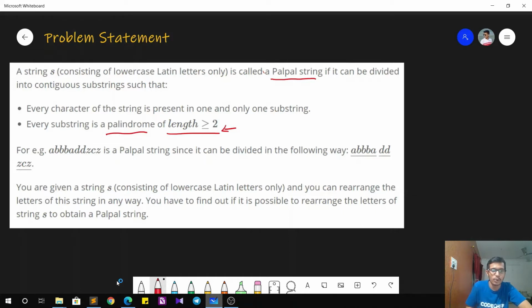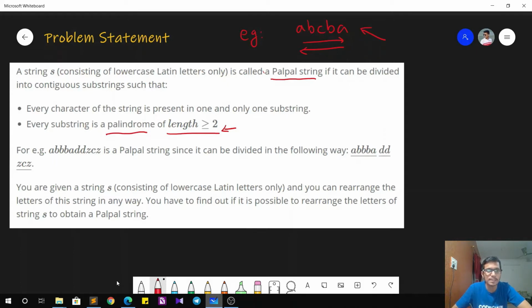But what is a palindrome? A palindrome string, for example, ABCBA, is a palindrome string because palindromes, when read from left to right or right to left, read the same. So this is an easy example of a palindrome. If these two conditions are satisfied, then the string is called a PALPAL string.